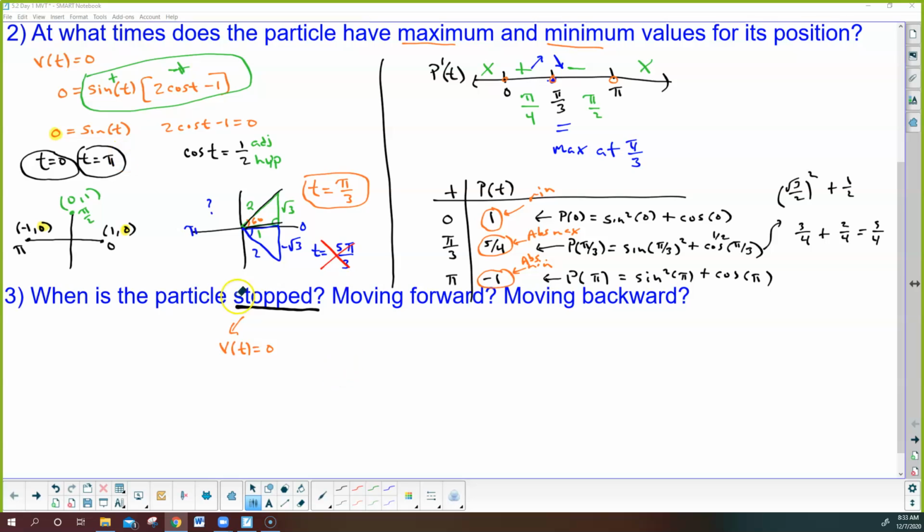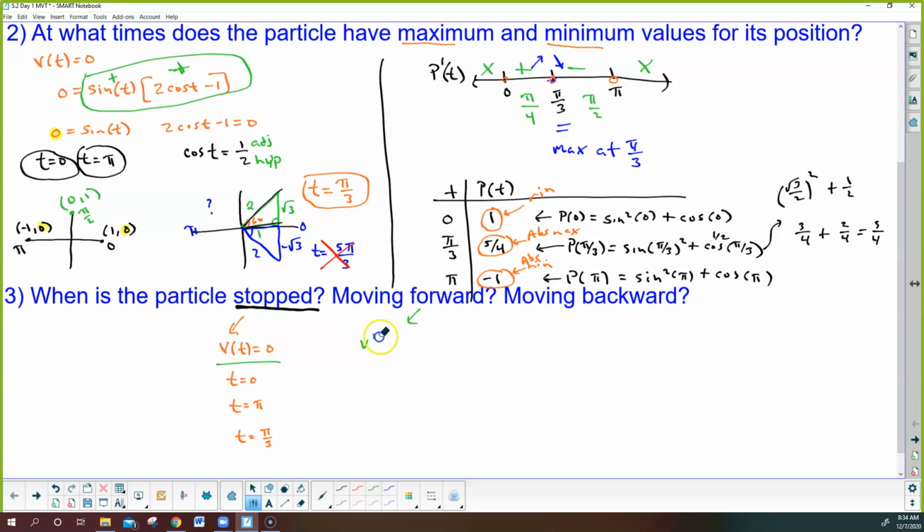Okay, so when's the particle stopped? Those are my critical points. So we know the answer is at 0, at pi, and at pi over 3. And those are the official spots where the derivative is equal to 0. Now this is all the justification you need right here. That's it.